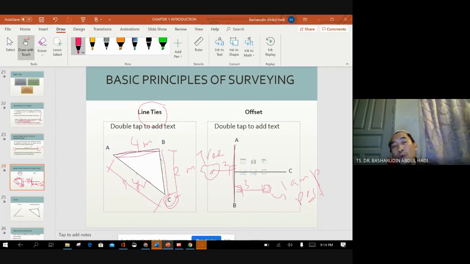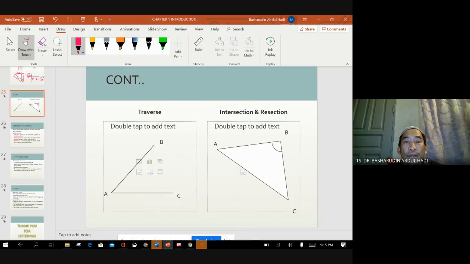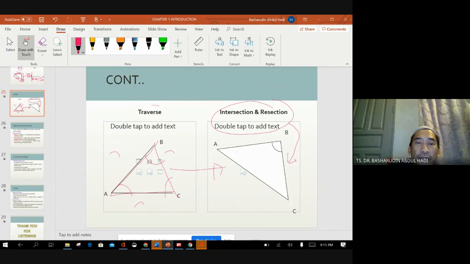We want to know the positions of A, B, and C, and the other things we call objects. Okay, so we have a traverse from A to B, A to C. Then what we do is we connect here. So we get this one. We know this angle, we know this angle, we know the distance, and we know the distance. So this one we call intersection and resection. And this one is a traverse.